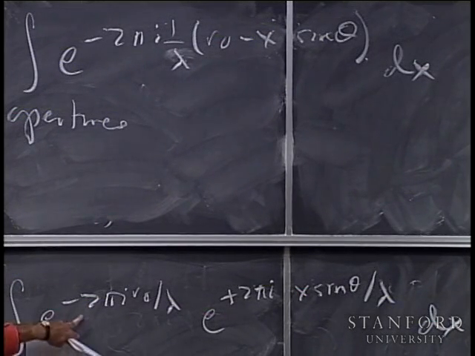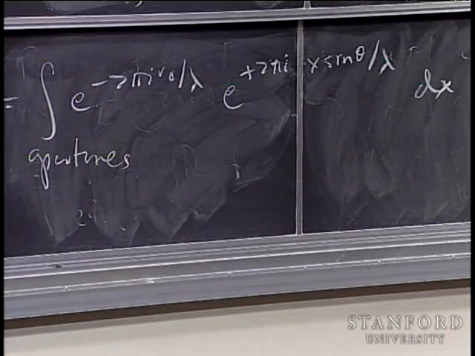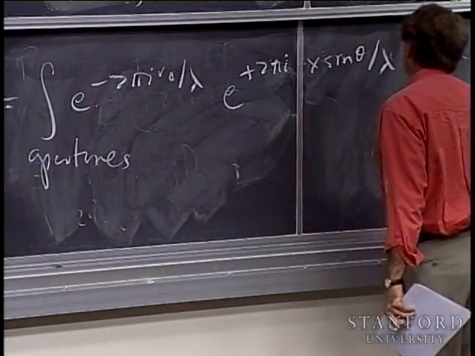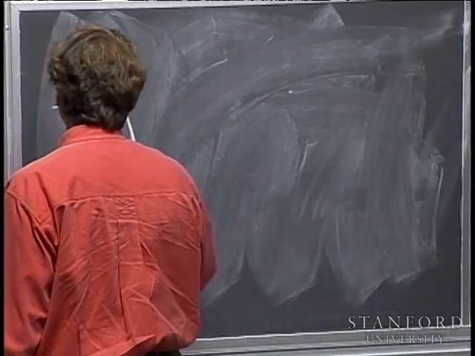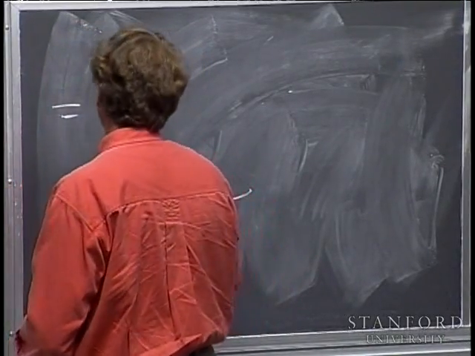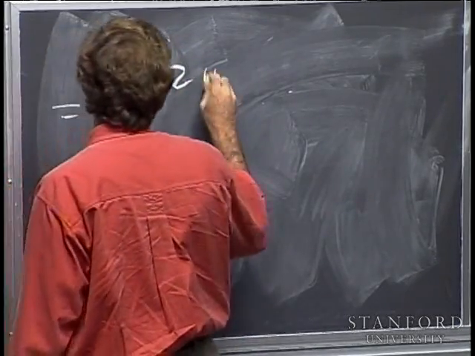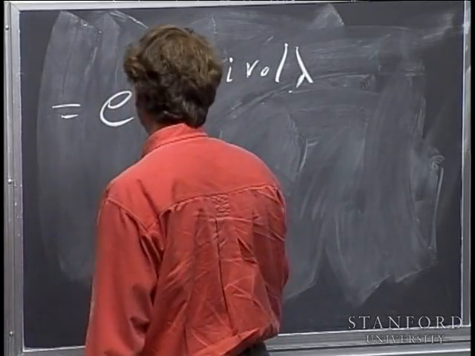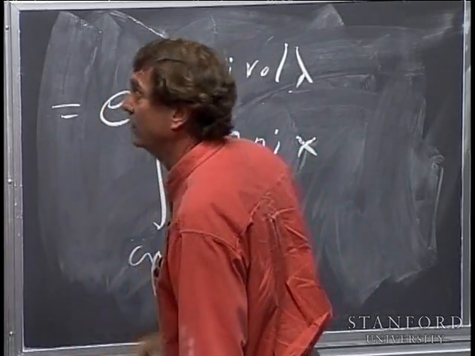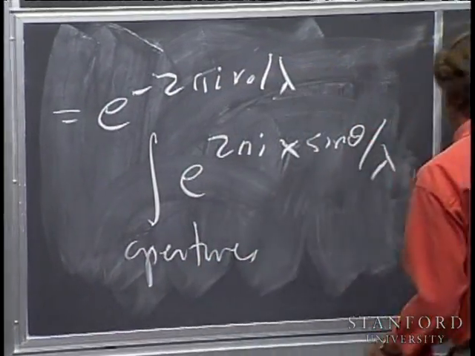Now pull this out because that doesn't depend on x again. R naught is the fixed distance from 0 to P, and we're calculating the strength of the field at P. This is equal to, oops, I forgot to pull a constant out, e to the minus 2 pi i r naught over lambda times the integral over the apertures of e to the plus 2 pi i x sine theta over lambda dx. Okay.